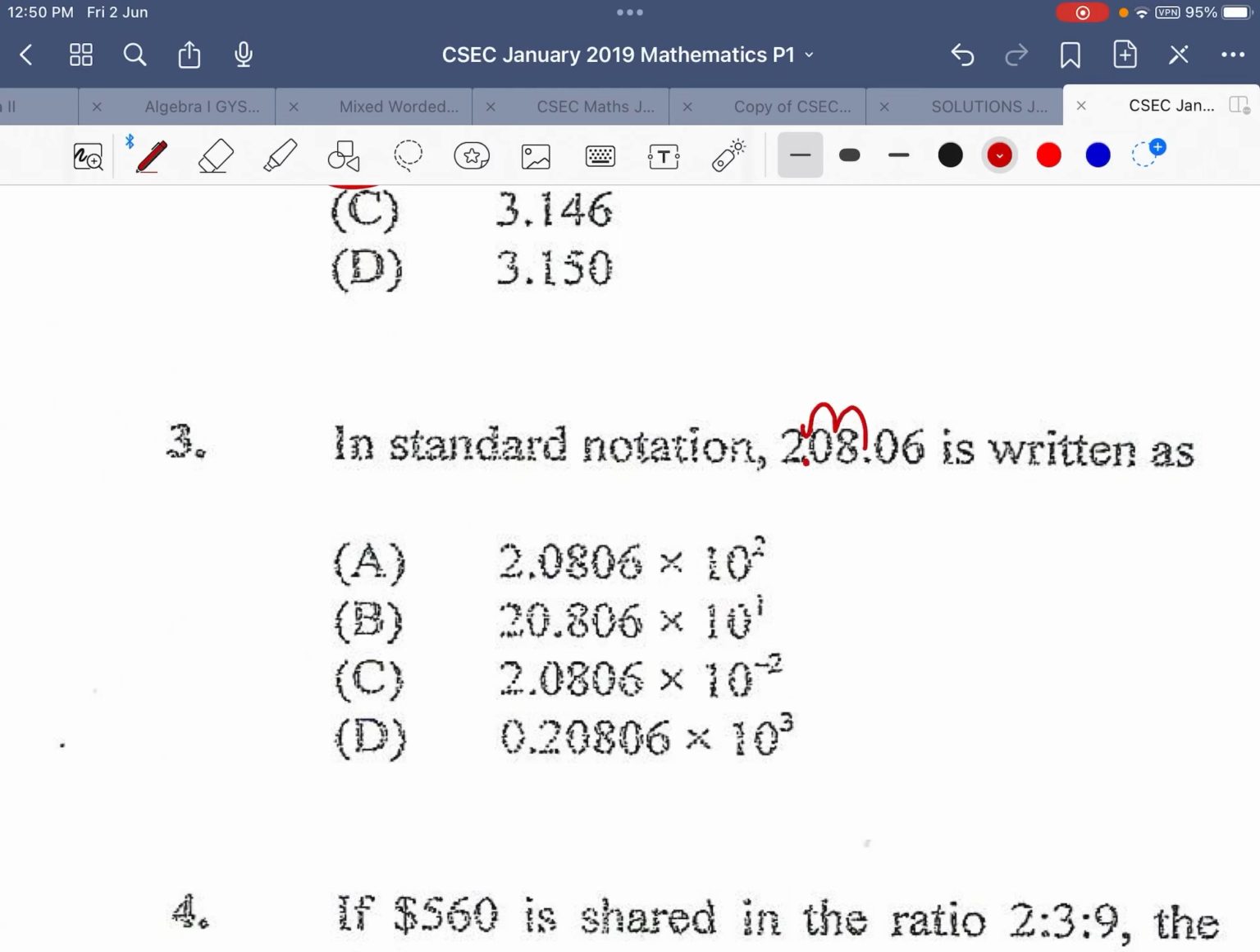In standard notation, 208.06 is written as, so we need to take this decimal point back 2 places to the left. So the number is now between 1 and 10, which is what is required for standard notation. Since we took it 2 places to the left, in order to get back to 208, we need to go 2 places to the right. So it would not be 10 to the minus 2, it's going to be 10 squared. So your answer is A.